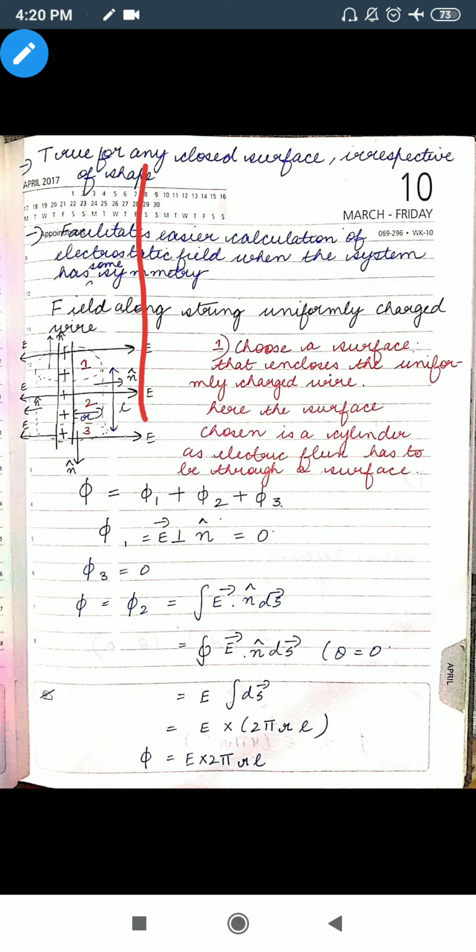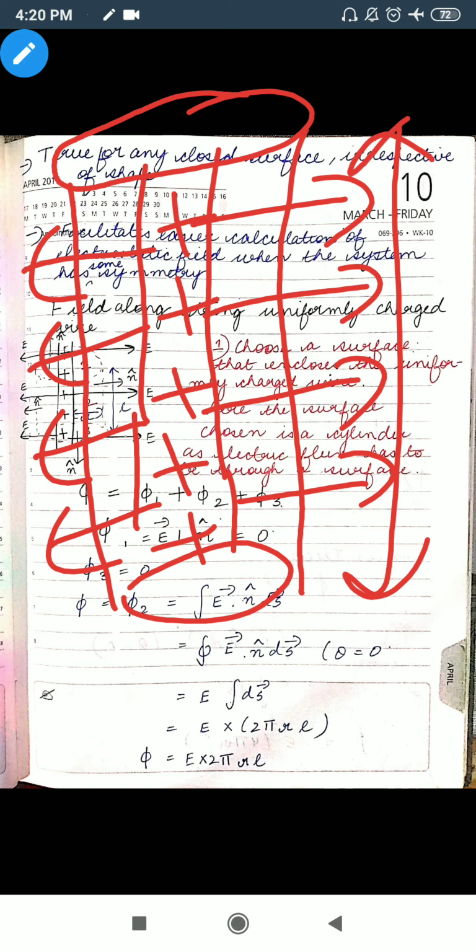Suppose you have a uniformly charged wire like this. It is positively charged, so its electric field direction is going to be away from it. Now if I consider a Gaussian surface to be a cylinder which has length equal to the length of that rod, L, and radius equal to small r.